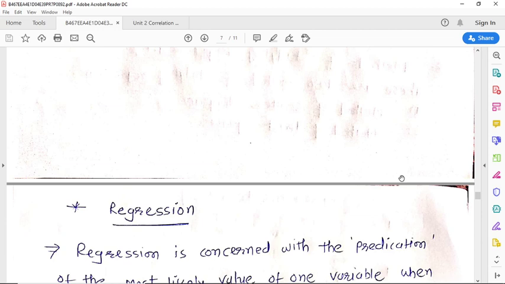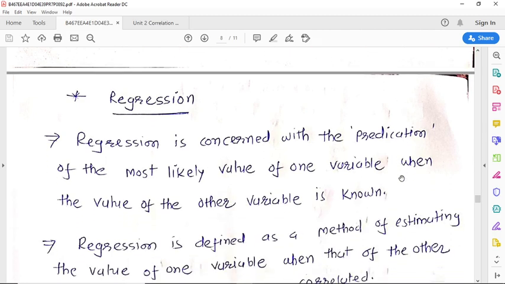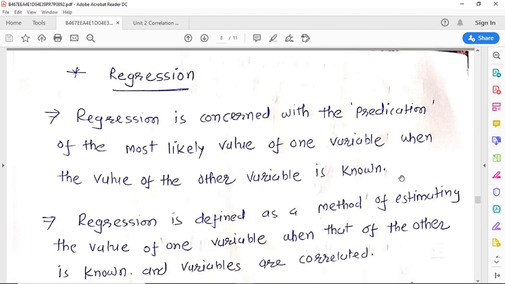and we can implement them in real life to measure the intensity and the concentration between the two variables. Okay, so that is the topic of correlation. And now the second topic of this chapter is regression.